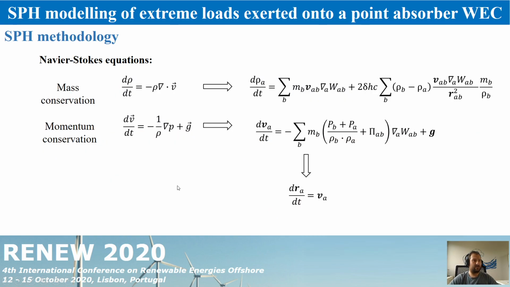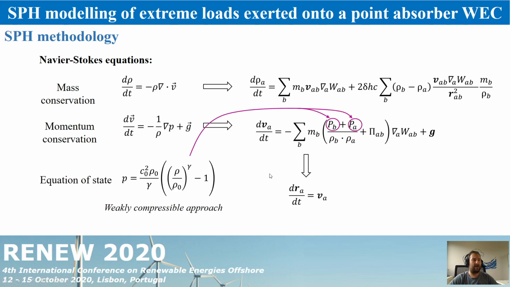So the main idea is to solve the mass conservation and the momentum conservation, rewriting them in a discrete form using summations. So during the SPH method, we are obtaining density, velocity, and position for each particle, and the pressure in this case is going to be obtained using an equation of state, because we are going to be using a weakly compressible approach.